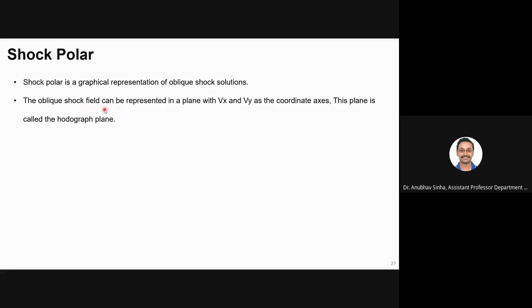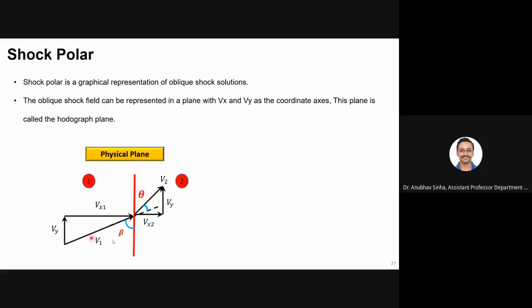So when we talk about the physical plane, this is what we have been seeing so far. The flow is coming at an angle to the shock, then it gets deflected, and these are our conditions 1 and 2. So this is what you see in the physical plane. Let me just draw it. This is what physically you see or observe. So this is, let us say, the y-axis and x-axis. In Cartesian coordinates, we analyze this oblique shock. I hope everyone is clear with what the different velocity components and angles are, which we have already discussed.